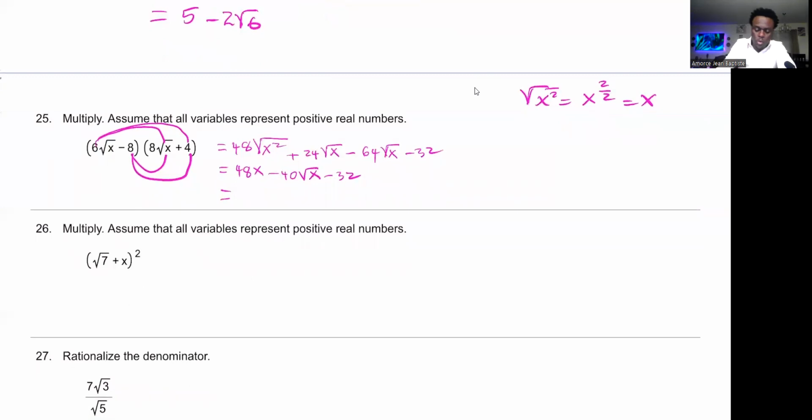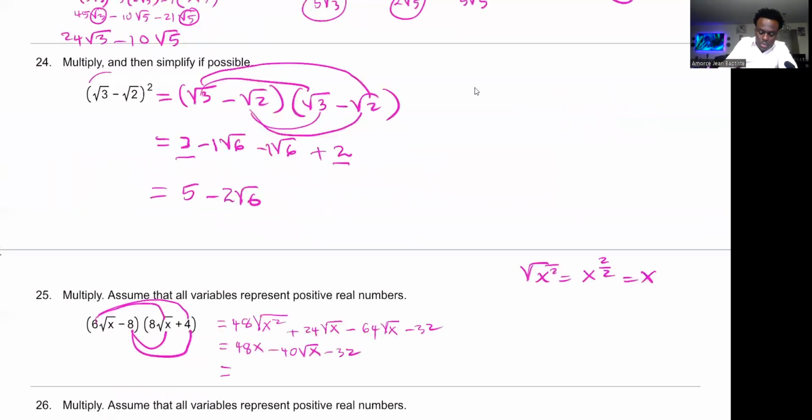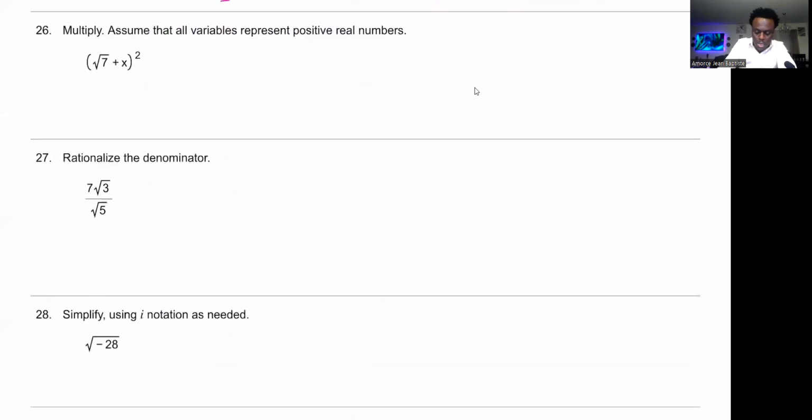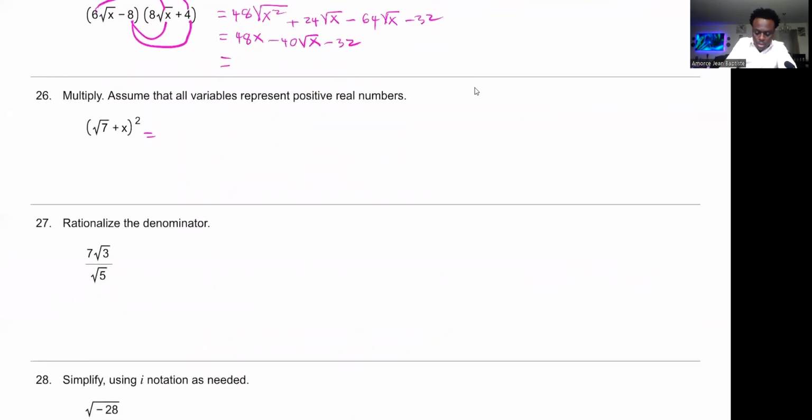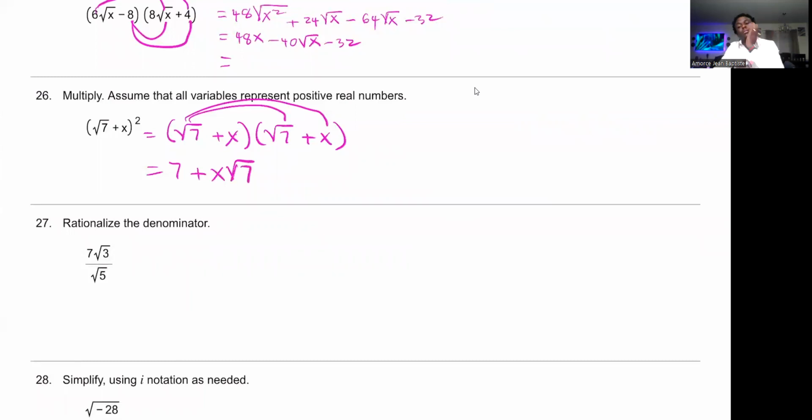And then we will need to do the same as we did here, right? So that's going to be the square root of 7 plus x times the square root of 7 plus x. Square root of 7 times square root of 7 is square root of 49, so that is 7. Square root of 7 times x is plus x square root of 7.